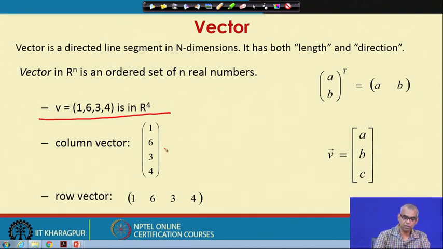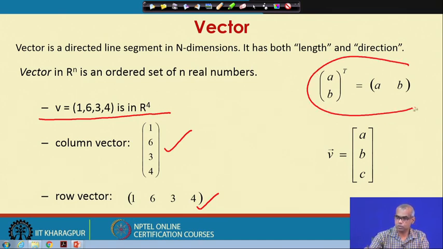The column vector is written like this, whereas row vector is written like this. You know the transpose of the column vector will be a row vector. A vector is also represented like this.